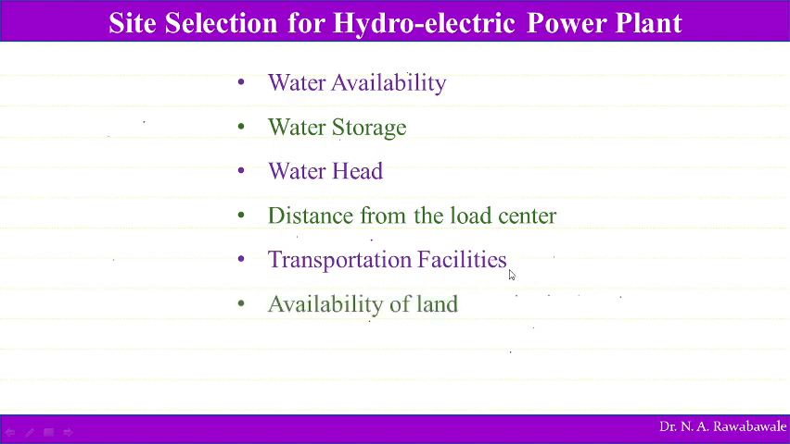Then availability of land. Land should be available cheaply. As I told you, land acquisition is one of the issues which increases the cost of a hydroelectric power plant. The lands of a private owner have to be paid for, and that increases the cost. If non-fertile lands are there, they can be acquired by paying less money, and that reduces the cost of the hydroelectric power plant.